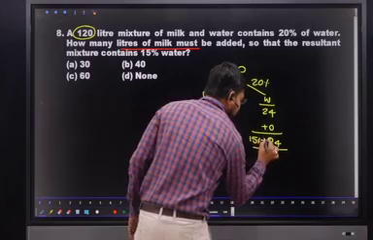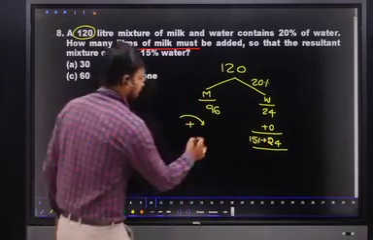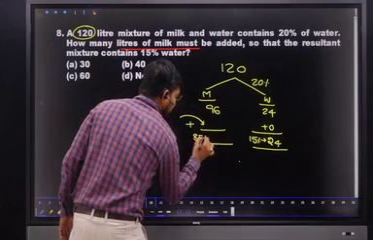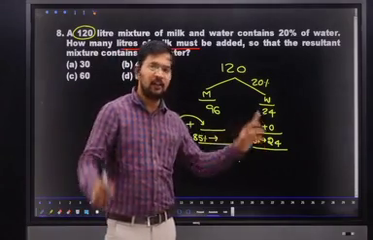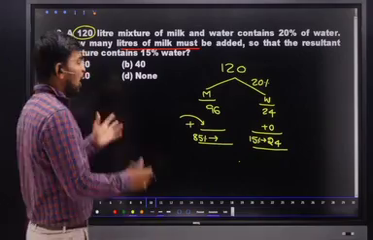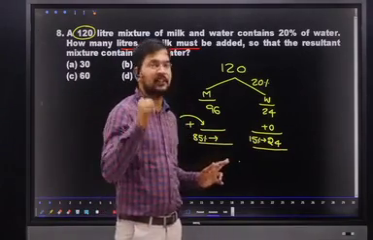If 15% is 24 liters, then the remaining 85% is milk only. 15% water is there, then the remaining 85% is milk only. Now, how many liters do I need to add? First of all, 15% is 24, then 85% is how much?